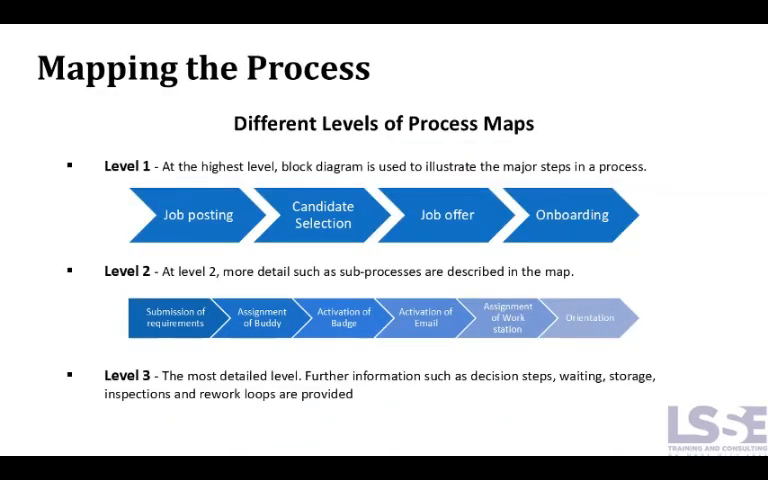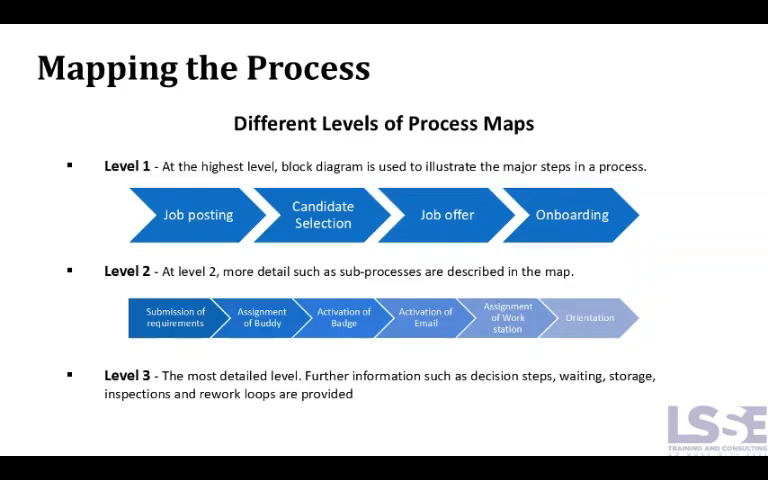Levels of process maps. Before we talk about flowcharts, let's talk about depth. Process maps come in 3 levels. Level 1 is the bird's eye view. Think big blocks, like job posting to candidate selection to job offer to onboarding. Simple, high level. Level 2 adds sub-steps. Under onboarding, you might see submit requirements, assign a buddy, activate badge, activate email, assign workstation, orientation. More detail, but still clean.